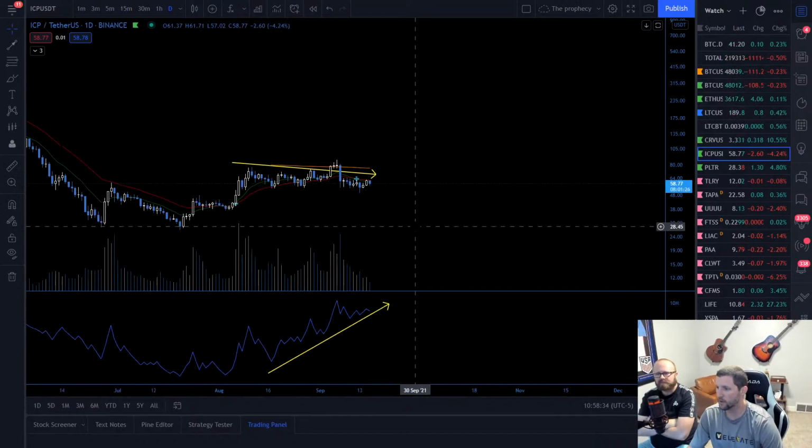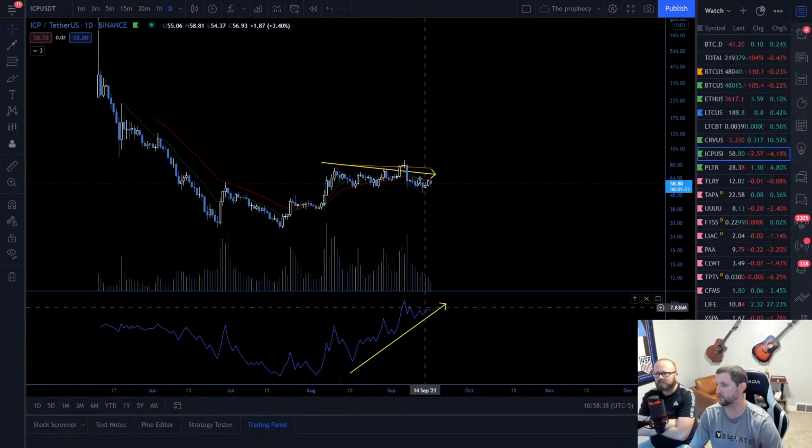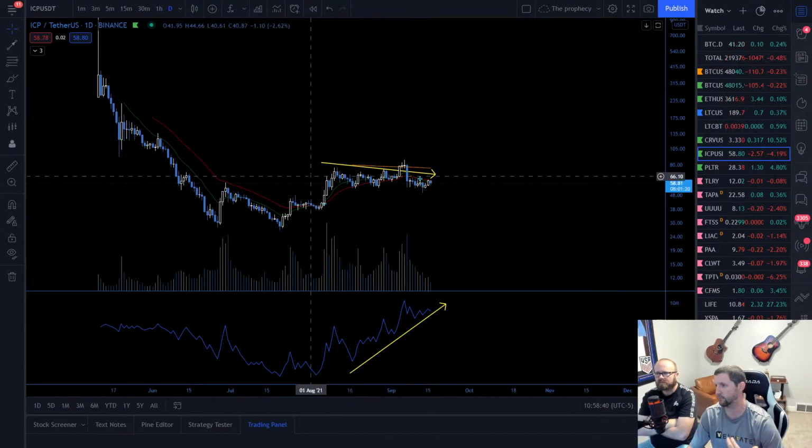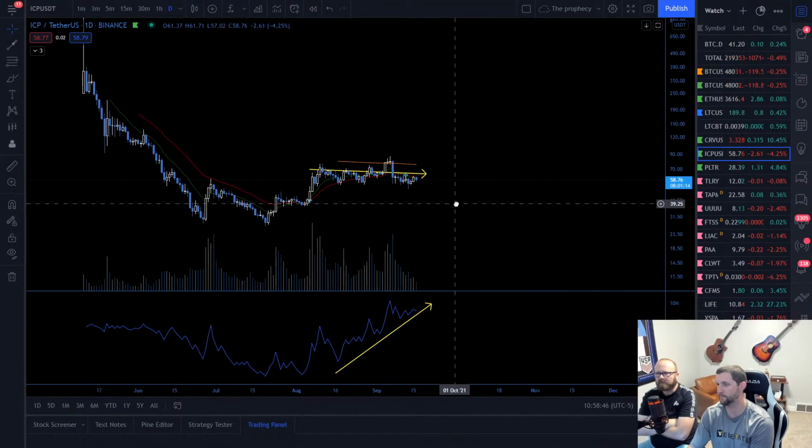But look at this divergence. We have OBV going up really strong, and we have price going down or staying sideways. That is a big divergence. At some point, price will catch up with volume. We just don't know when.